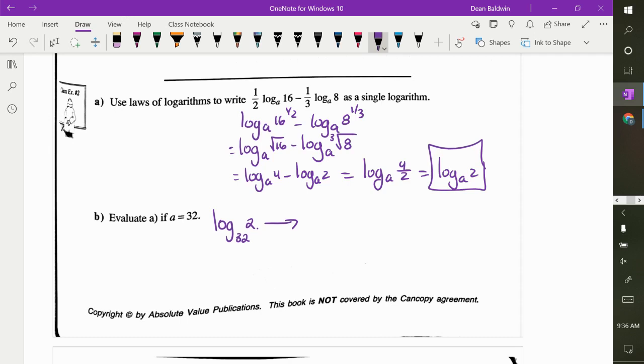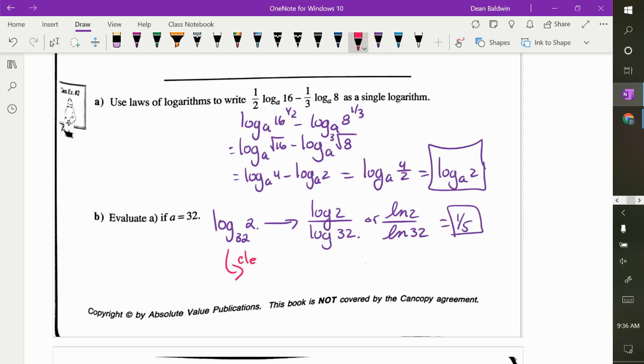So we'll change this to base 10. So the argument of the original log goes into the numerator, and you divide by the base of the original log, which becomes the argument of the denominator. You could do that, or you could do ln of 2 over natural log of 32. Either way, you should get 0.2 or 1/5. Yeah, 1/5 or 0.2, I guess, if you're putting it in a calculator. That's the cop-out way. Let's do the clever way.